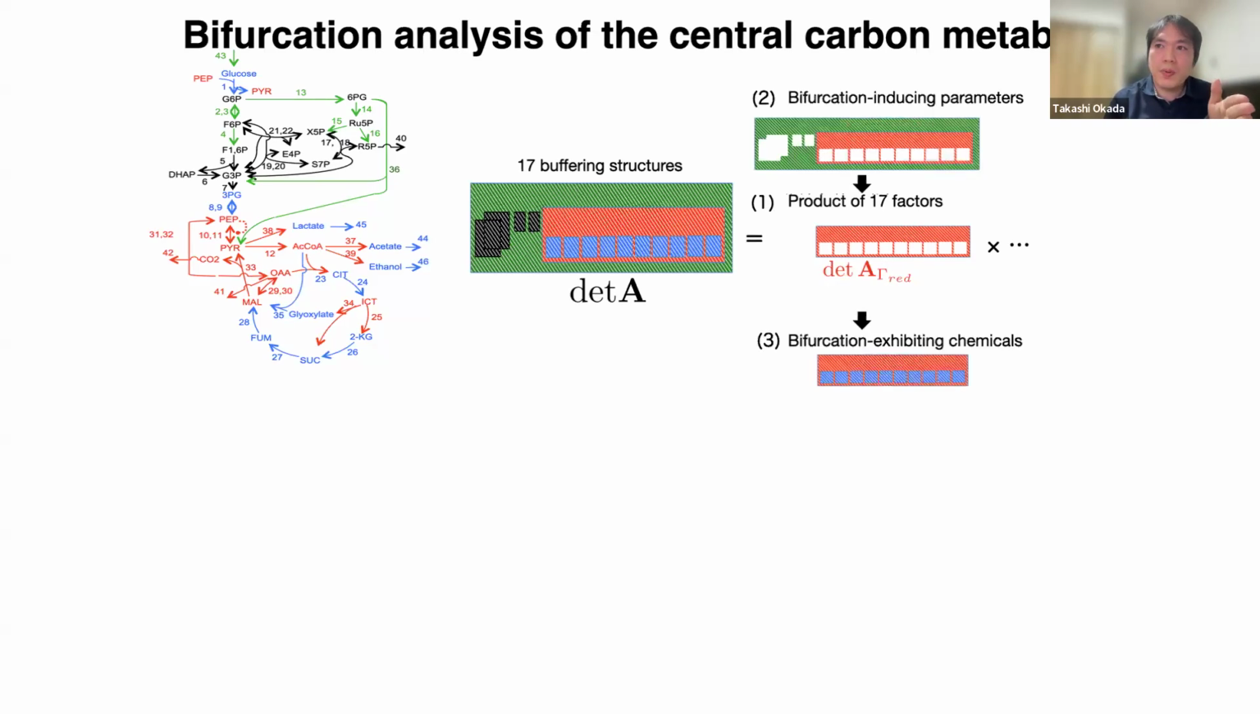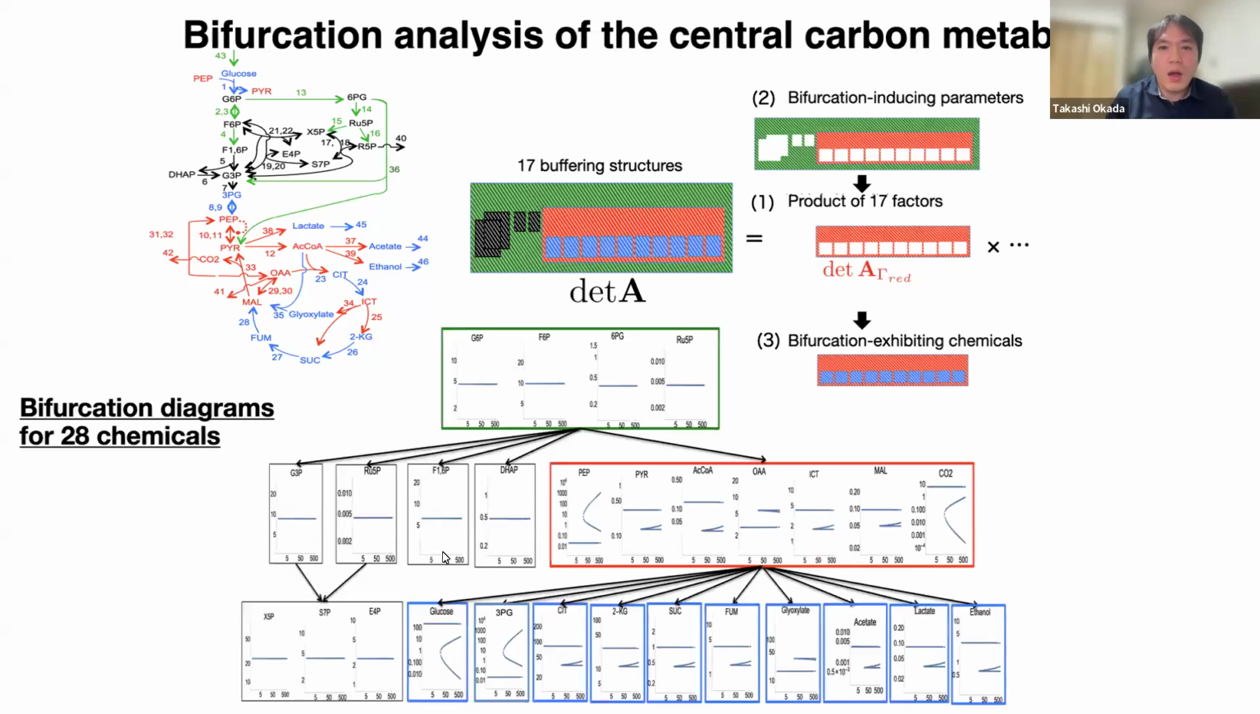And our method implies that when this red subnetwork becomes singular, only chemical species inside red and blue subnetworks exhibit bifurcation. And here I demonstrate this prediction by numerical simulation. Okay, so here each panel shows a bifurcation diagram of a particular chemical species. And consistent with our method, bifurcation is observed only for chemicals in the red and blue subnetworks around here. Okay, so in this way, by using our method, we can determine qualitative aspects of bifurcation, even for large networks.